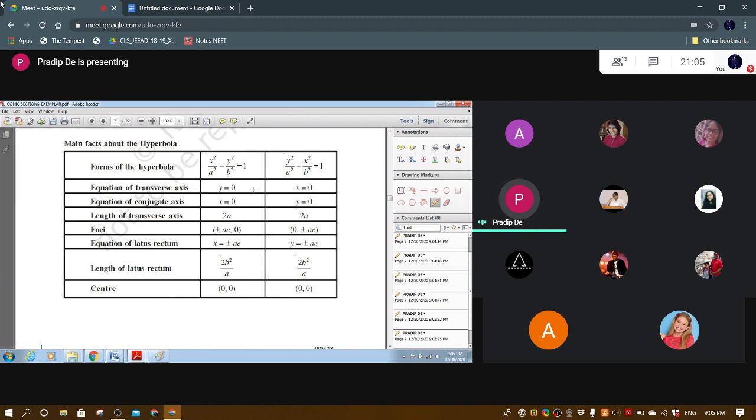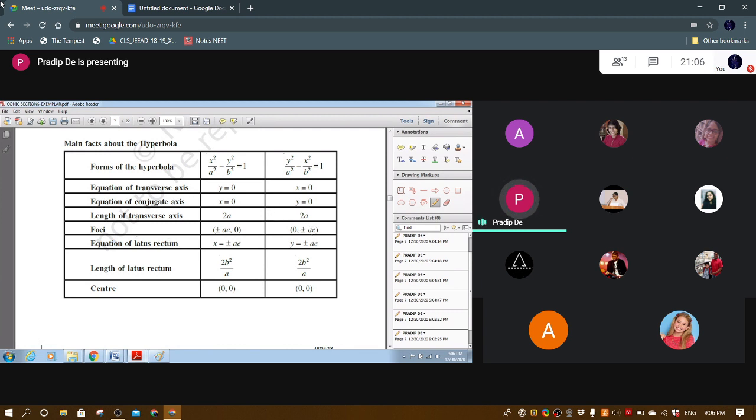Now the equation of transverse axis will be x equal to 0, and equation of conjugate axis will be y equal to 0. But the length of transverse axis remains same, 2a, and length of conjugate axis also remains same, 2b. Though it is not mentioned here. Length of conjugate axis, 2b.